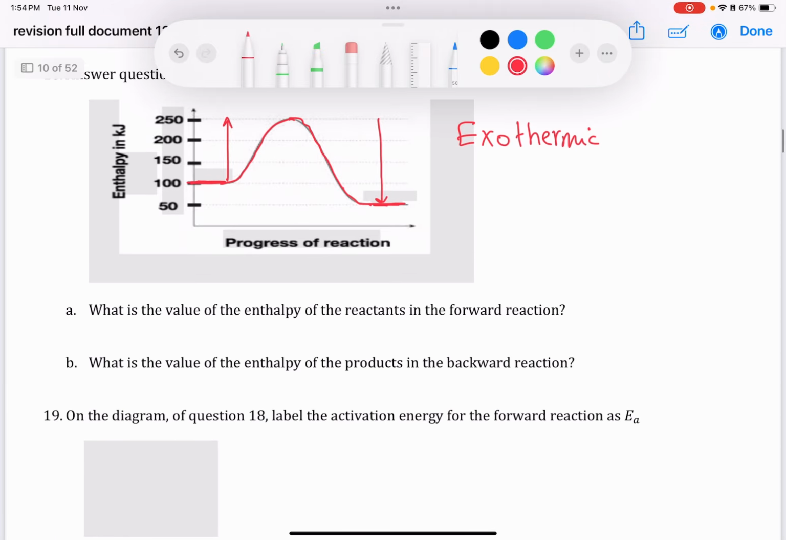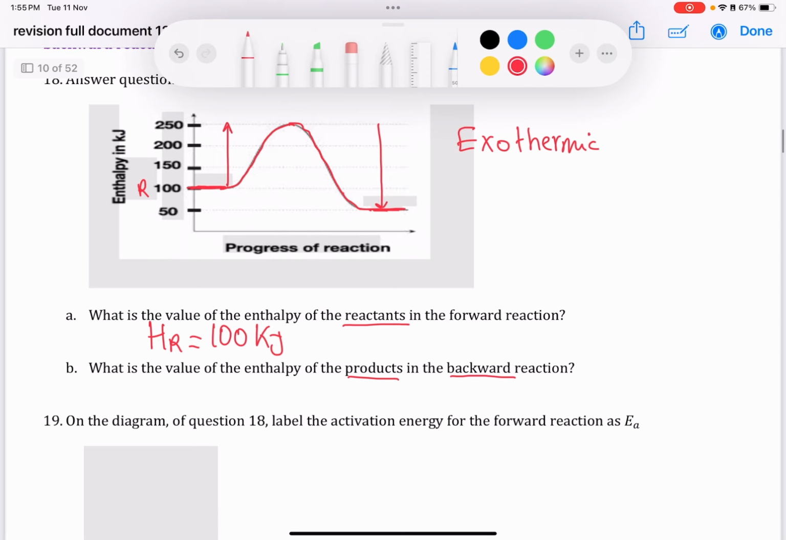What is the value of enthalpy of the reactant? Here are the reactants. So the enthalpy of reactants is 100 kilojoules. What is the value of the enthalpy of the product? The product of the backward reaction. If they are talking about a backward reaction, it's going to start from here, go up, up, up, and then stop at 100. So the product for the backward reaction is 100 kilojoules. If they said the product of forward, I would say 50.